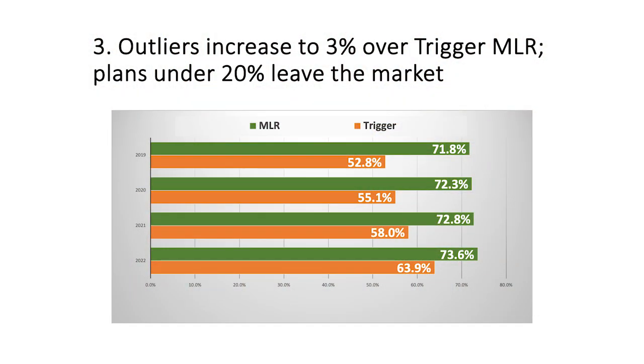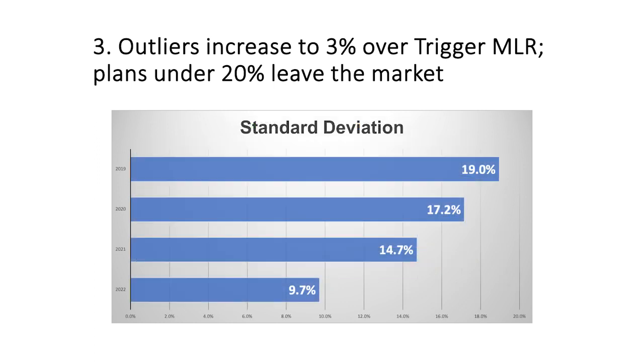And moving on to the next one, the next possibility is that the plans below 20% MLR leave the market completely. And so again, we start off with our 71.8 MLR, and that increases to 73.6% during this 4-year period. But the trigger MLR increases from 52.8 up to 63.9, almost 64%. Again, a very significant increase in a short amount of time, with the standard deviation dropping from 19% to 9.7% during that period. So we see a tightening of the market in all these scenarios.